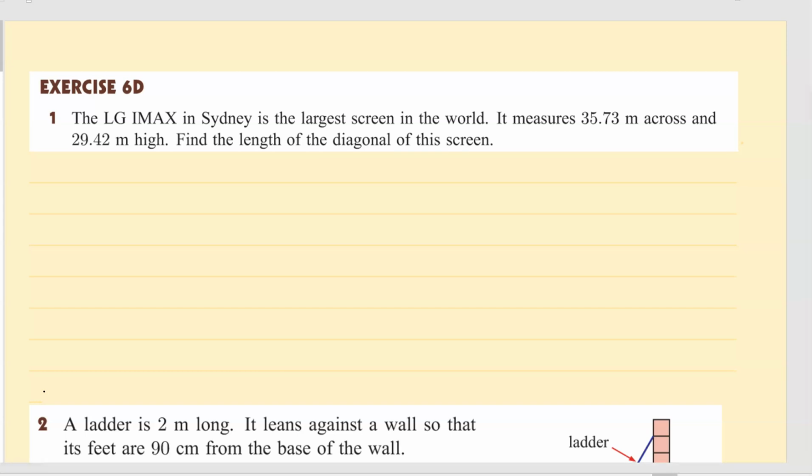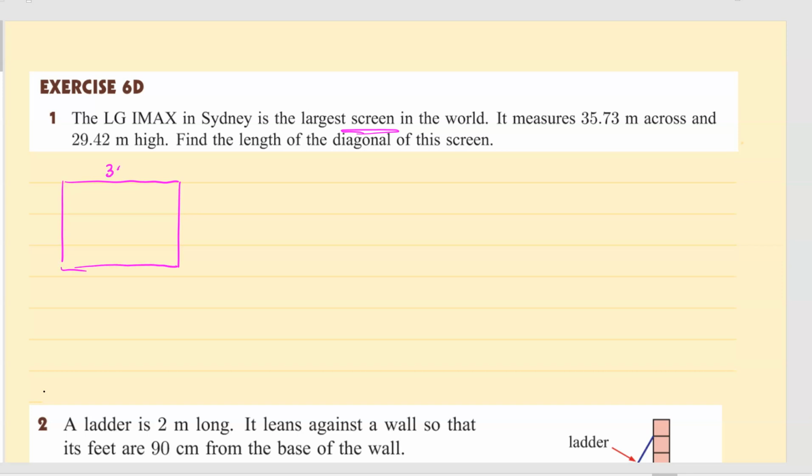Right, so worded questions now of 2D. Hopefully you'll realise that it's nothing to be worried about. It's just making you draw the triangle. So we've got a screen, big screen. It measures 35 metres across and 29 metres high. So always draw a diagram. Doesn't have to be to scale.